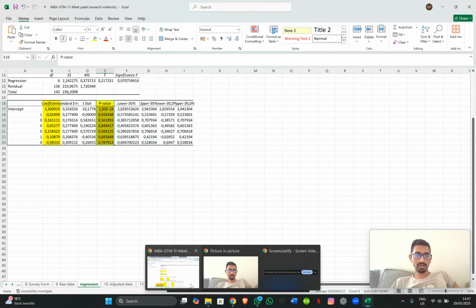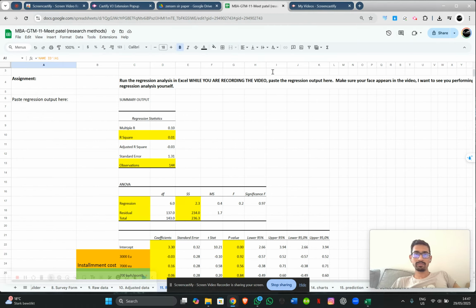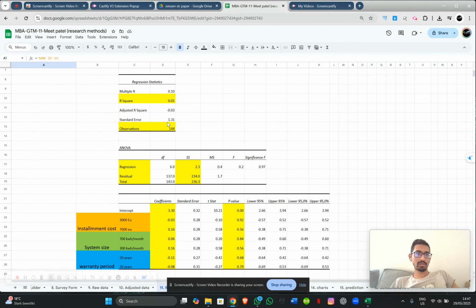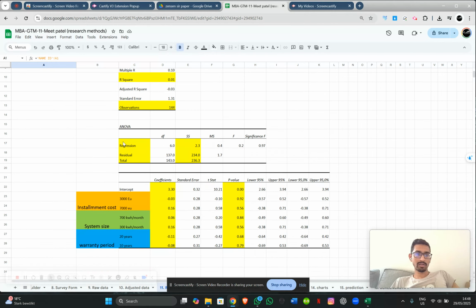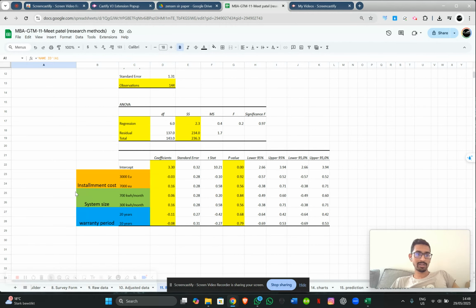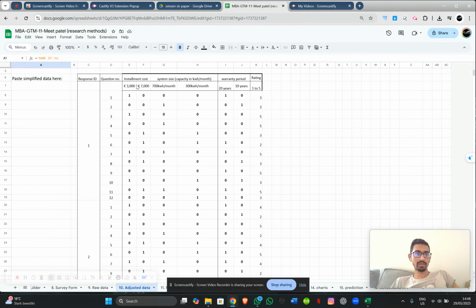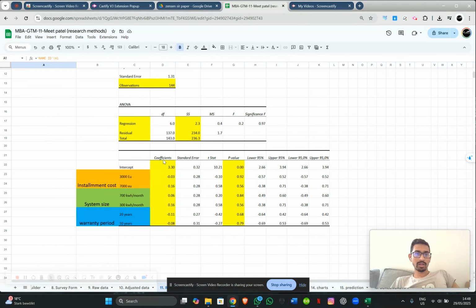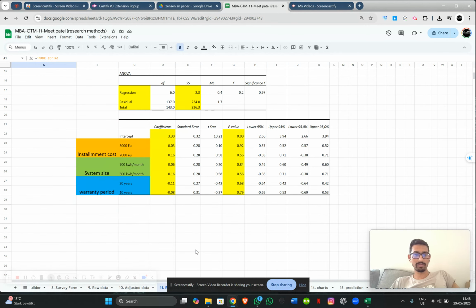So this is the regression analysis which I showed you. See, R square is about 0.10 and observations are 11. For ANOVA there are regression, residual, and total. First is the installation cost which I chose here. There are two data points for installation cost, 3,000 and 7,000, and there are coefficients and p-values for three of them.